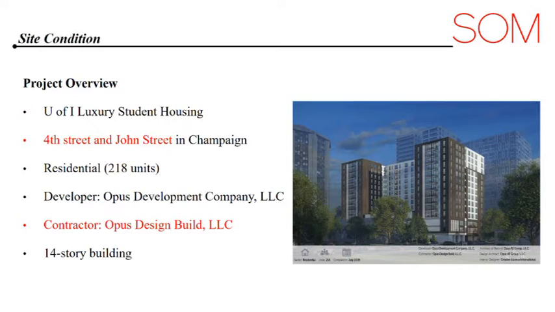To help you have a better understanding about the site, I'd like to make a general introduction about the ongoing project on the site. The project is a 14-floor luxury student apartment building of 218 residential units. Located on the cross of 4th Street and John Street, the project was developed by Opus Development Company and constructed by Opus Design Build Company.